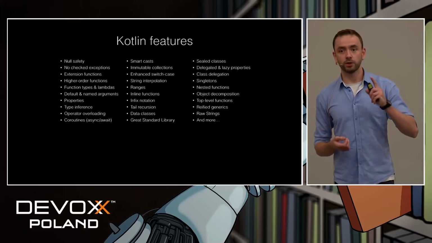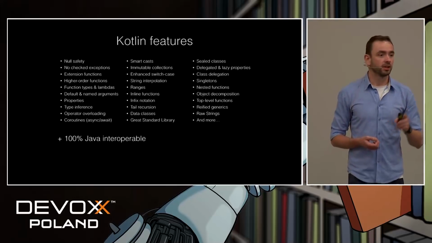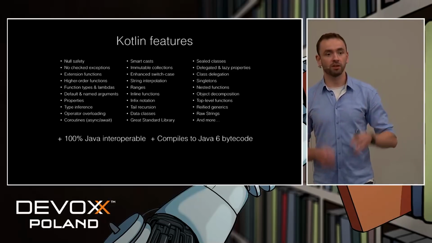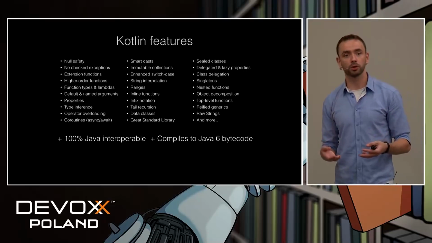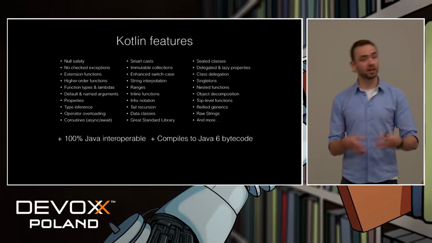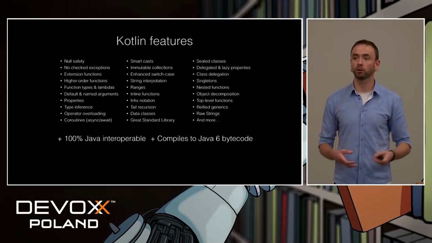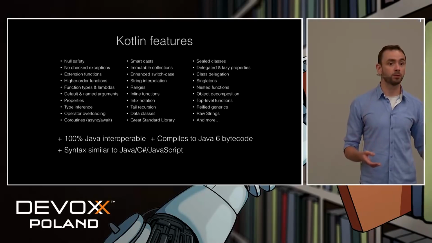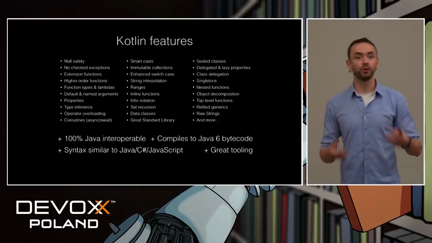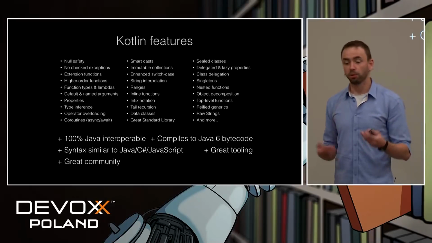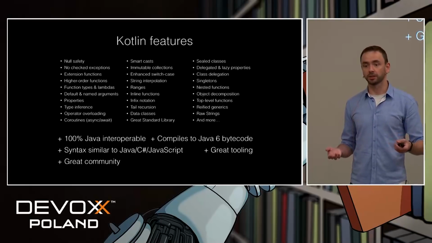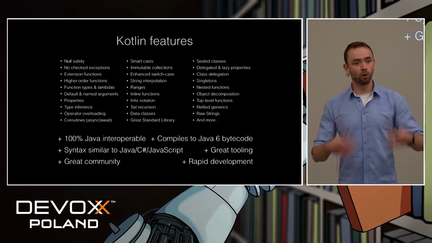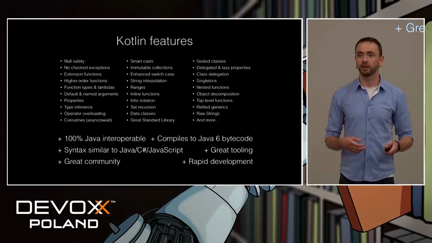And imagine that you have all of this, plus a seamless cooperation with Java in one project. Plus, it compiles even down to Java 6 bytecode, so you can easily introduce Kotlin into your projects file by file, class by class, even into your very old legacy projects. Plus, it has syntax which is similar to other languages that we use. Plus, it has great tooling because of JetBrains. Plus, it has great community, especially on Slack. And plus, it's still under rapid development, so Kotlin gets even more and more features over the time.